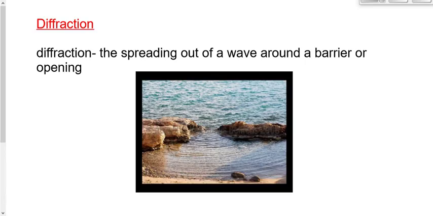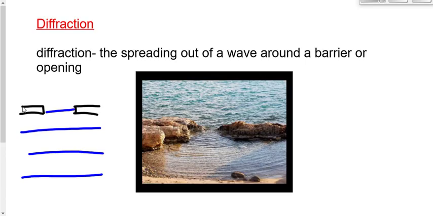I can draw that out like this, but I got a better real photograph of diffraction taking place there. Wave goes through like this. What happens when it gets to the other side? It spreads out. Okay, it happens in real life too, not just in theory. The spreading out of a wave around a barrier or through an opening.